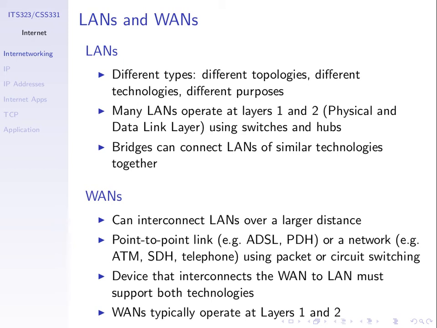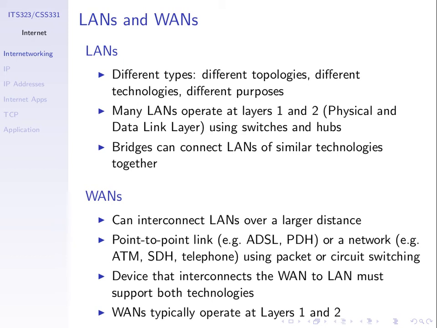We can connect LANs with different technologies together, and we do that with an access point. If you look at the access point on the wall back there, it connects the wireless LAN. When my laptop talks to the access point, it's using Wi-Fi. But the access point also has a LAN cable plugged into it, so it's using wired LAN on the other side. So that access point is sometimes what we call a bridge. It bridges two different LAN technologies together. So we can do that.